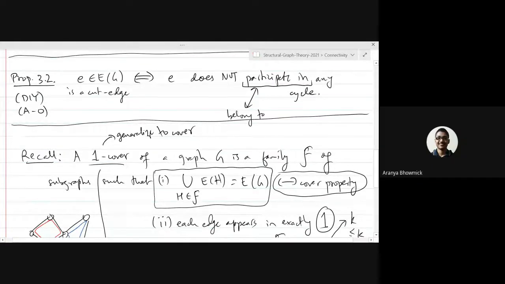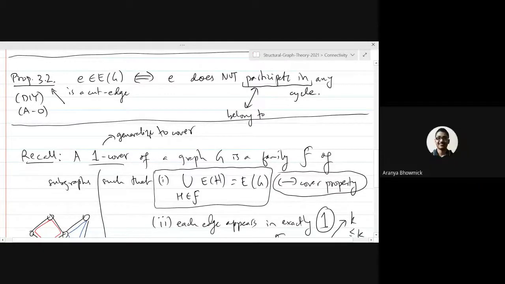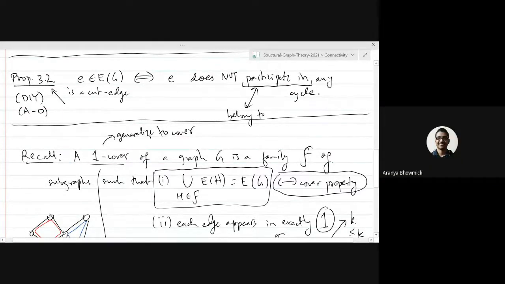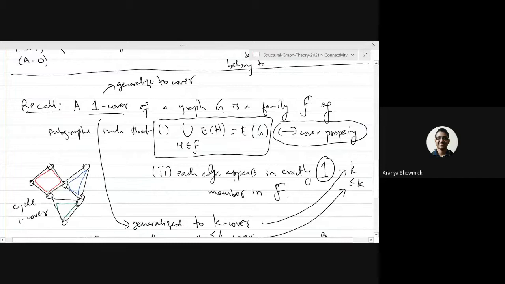Do you agree? Now look at this proposition. An edge is a cut edge if and only if it doesn't participate in any cycle. So for every edge, you can find some cycle containing that edge. Throw it into your cycle cover. And the cycles need not be edge disjoint. Exactly, we have removed the edge disjoint property. Okay, actually, I just got confused with the edge disjoint. That's why I was stuck.